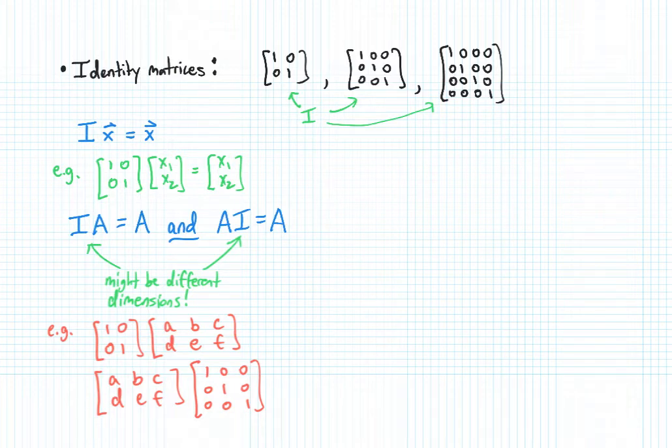So it's useful to think of the identity matrices as playing the role of the number 1 for matrices. Like when you multiply by 1, you get the same number back. And in fact, there is a 1 by 1 identity matrix, which is just the number 1. But it's important to remember that for matrices, there isn't just one identity matrix, there's a different identity matrix for every dimension.